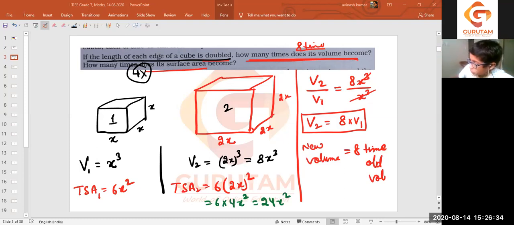New volume is equal to 8 into old volume.